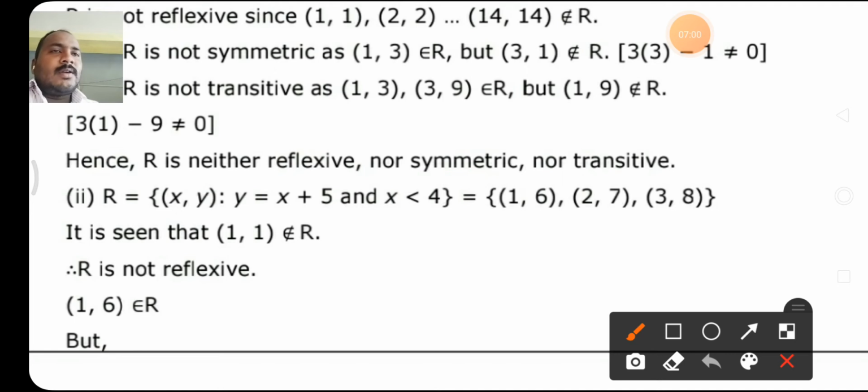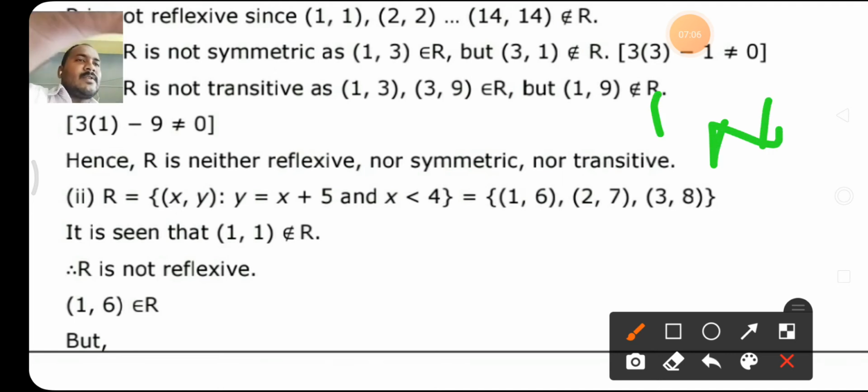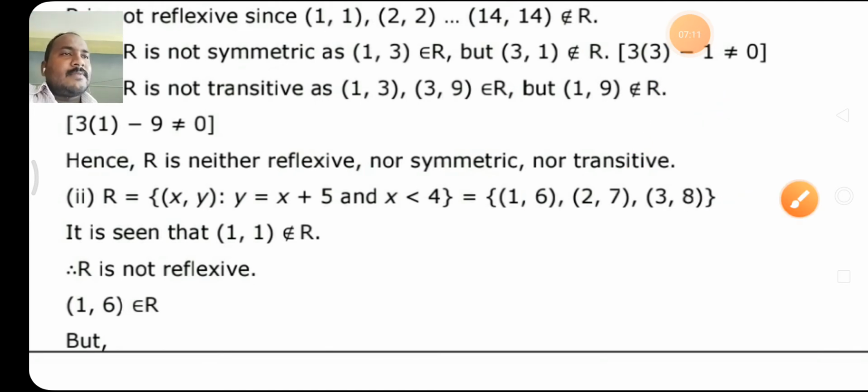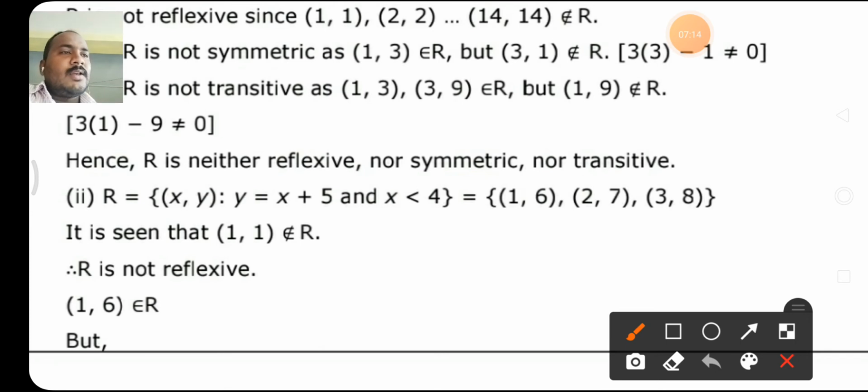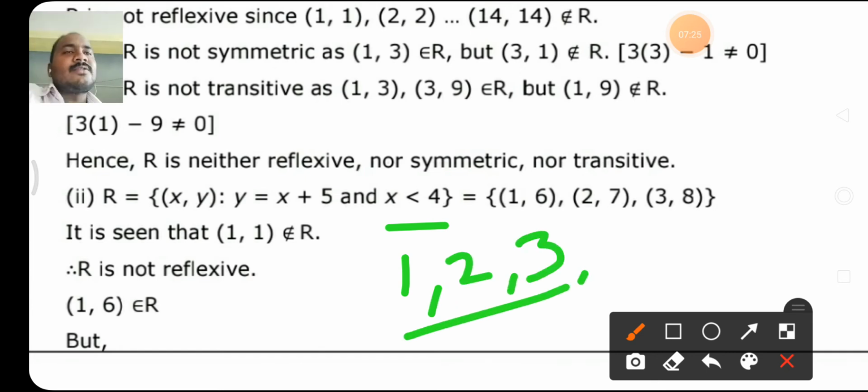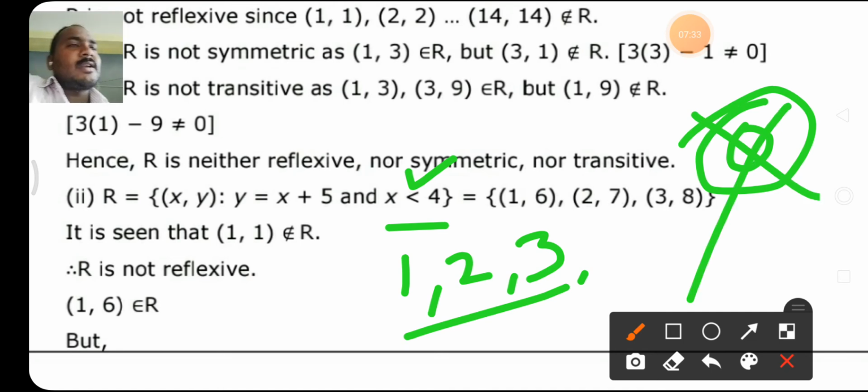The set is natural numbers. Here we consider the possible values of x are only 1, 2, 3, because these numbers are natural numbers and less than 4. We can't consider x equal to 0, because 0 is not a natural number, though 0 is less than 4.